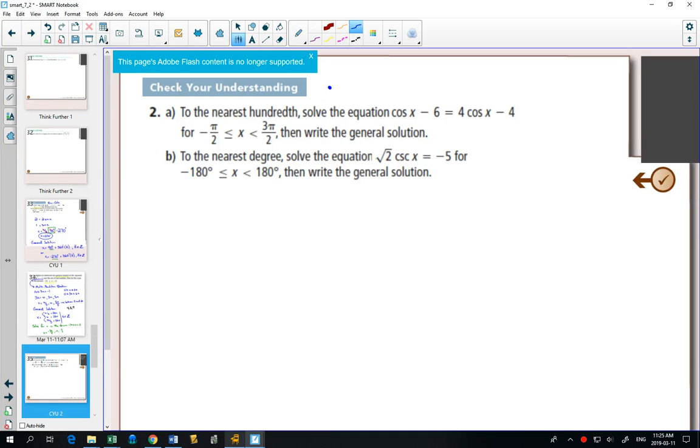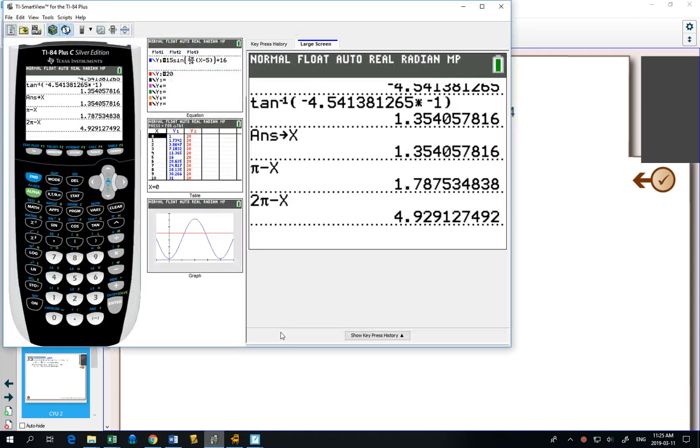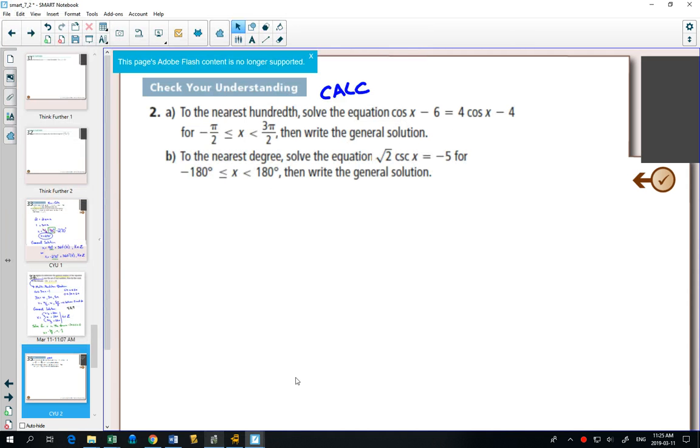Question number 2 is a calculator question. And so, to the nearest hundredth, that kind of tells us that we're going to use a calculator. Solve the equation cos x minus 6 equals 4 cos x minus 4.